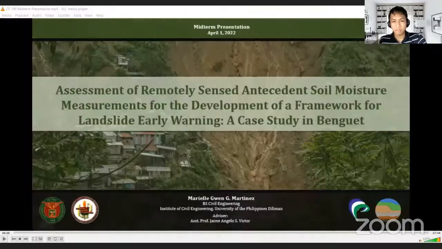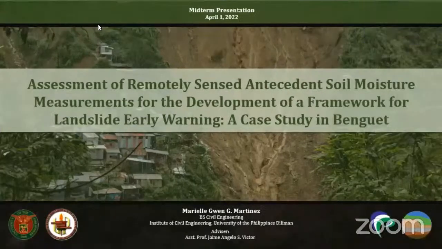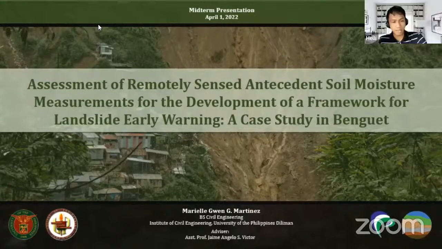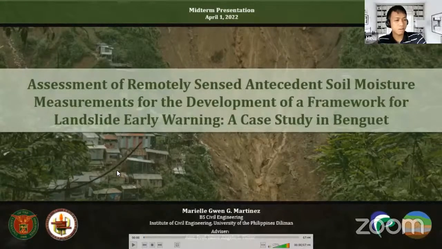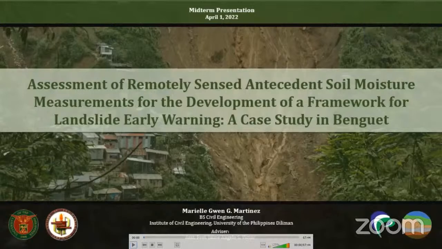Okay, Mariel Gwen G. Martinez will be presenting her research on the assessment of remotely sensed antecedent soil moisture measurements for the development of a framework for landslide early warning, a case study in Benguet, also advised by Assistant Professor Jaime Angelo Victor. Okay, Mariel? Kita na po ba yung presentation? Yes, the presentation can be seen now. Okay, I'll be starting the video now.